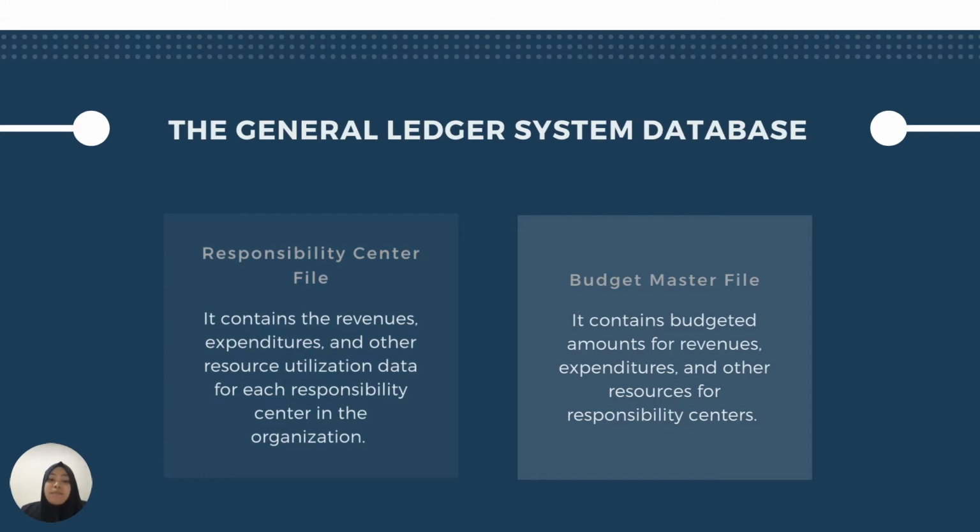Lastly is the Budget Master file. This contains budgeted amounts for revenues, expenditures, and other resources for responsibility centers. So this data, in conjunction with the responsibility center file, are the basis for responsibility accounting.